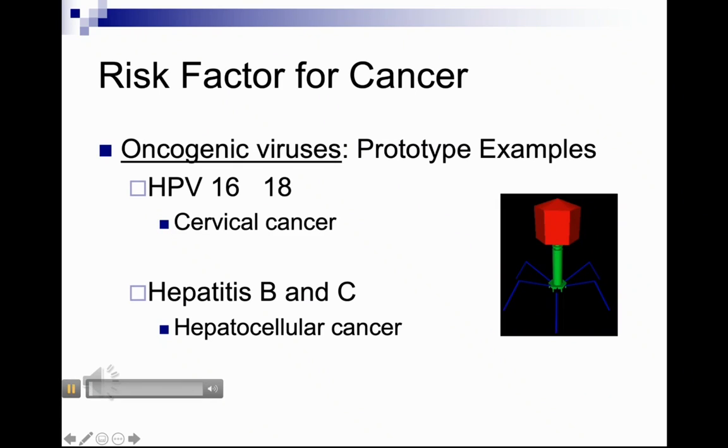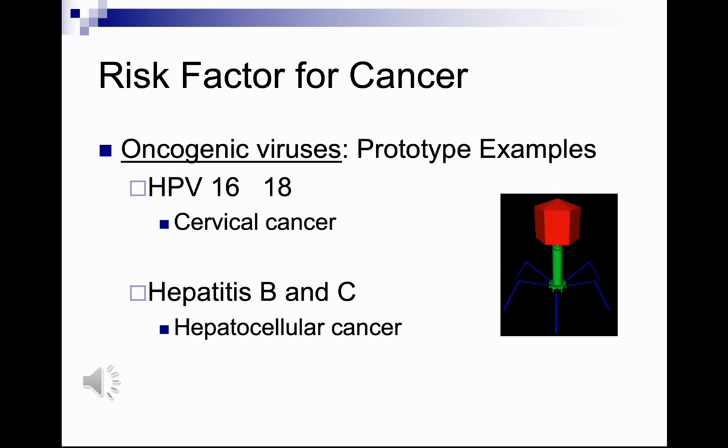We're learning more about viruses every year. There are oncogenic viruses, viruses capable of mutating the DNA, resulting in cancer. Two prototype examples would be human papillomavirus HPV 16 and 18 and cervical cancer. All cervical cancer is the result of viral DNA mutation.